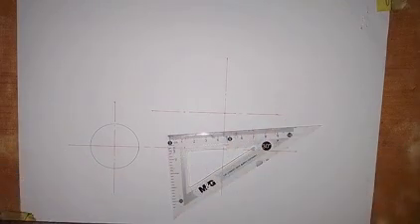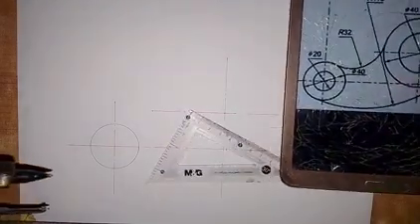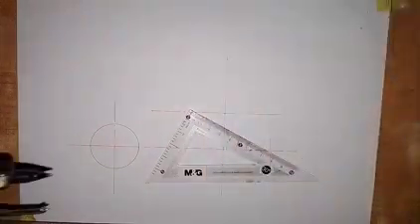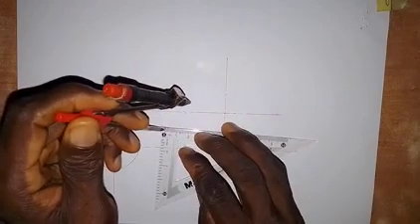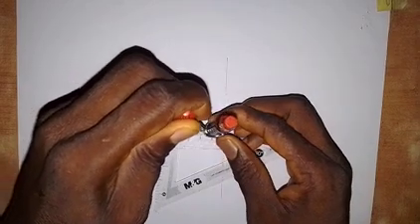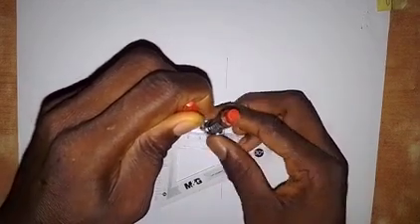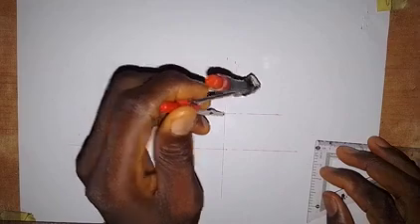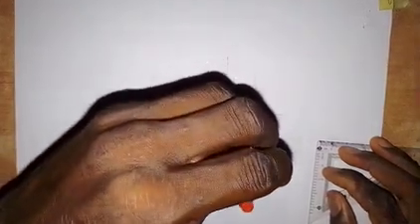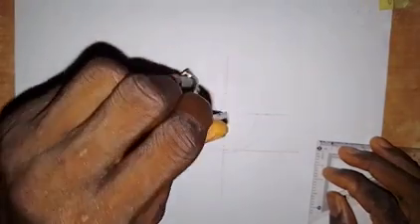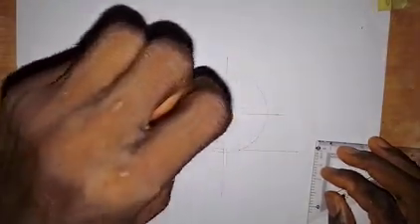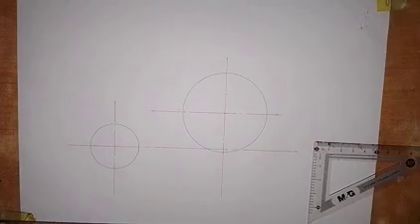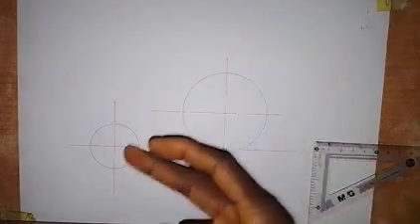Then for the circle that we have here, the diameter is 70. So we take 35 millimeters. So this is 35 millimeters here. Alright, so we put the pinpoint here at this point and we draw a circle like this. Alright, so these are the two circles that the arcs are touched.